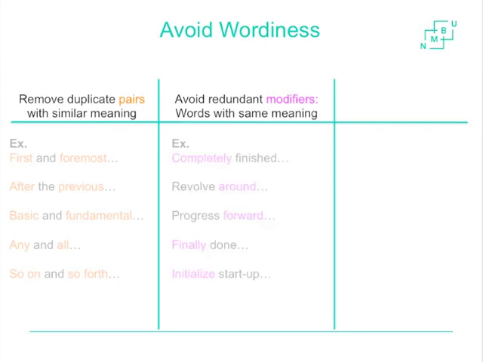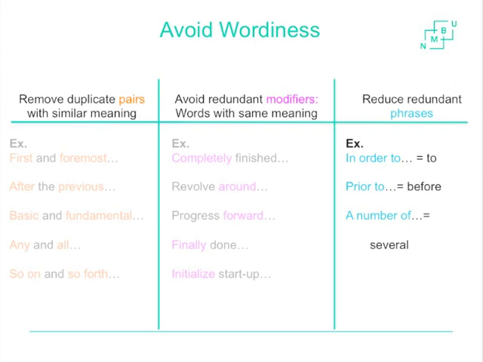We also often tend to use redundant phrases that can be shortened. In order to can be replaced with to, prior to can be replaced with before, a number of, several, in addition to can be replaced with additionally. These are just a few phrases that can be replaced by shorter expressions. There are many others that you may be using. Take a critical look at them and see whether they could be replaced.